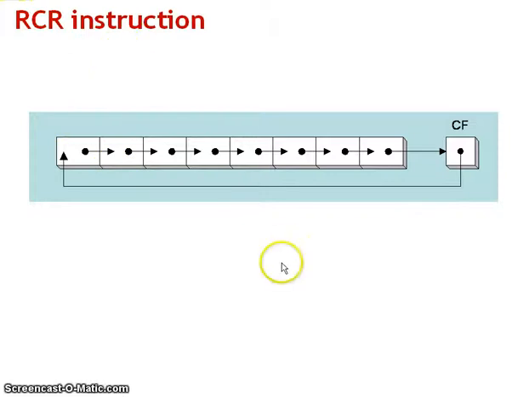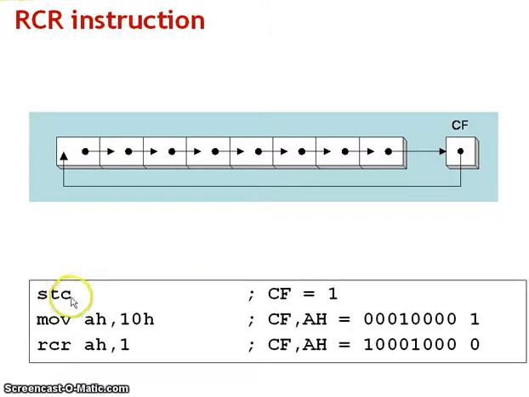Now we have RCR instruction. It is similar to RCL except that the direction of movement is towards right. The bits are shifted towards right. This particular rightmost bit will go to carry flag. Carry flag value will go to MSB. For example, if carry flag is 1 and AH is 10H, if I say RCR AH, 1, then this bit will go to carry flag. Carry flag value will go to here, resulting in this particular value.